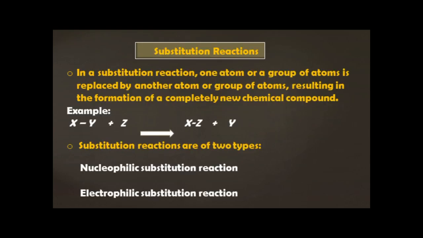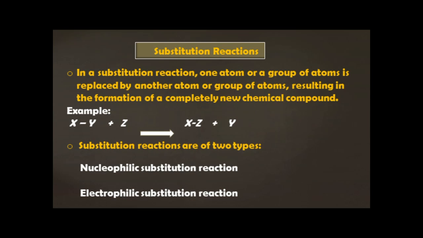Let me recall the substitution reaction. The substitution reaction is the reaction in which one atom or group of atoms from one reactant is substituted with another atom or group of atoms from another reactant. That may be called the reagent. The substitution reaction is of two types, that is, it may be nucleophilic substitution reaction or electrophilic substitution reaction depending upon the attacking reagent.